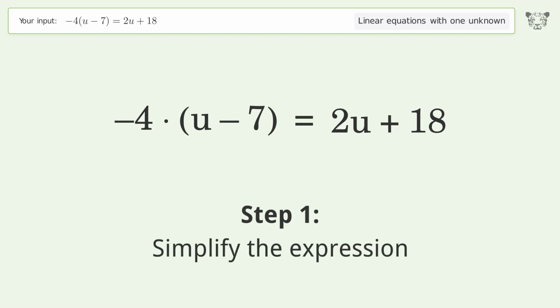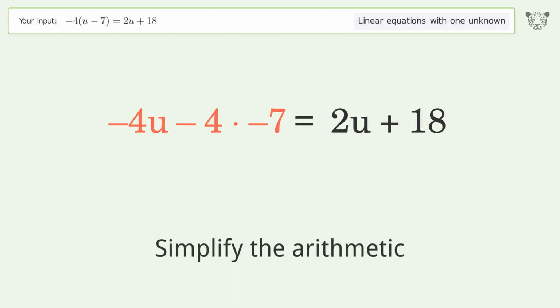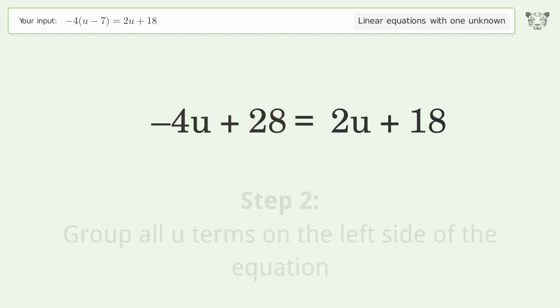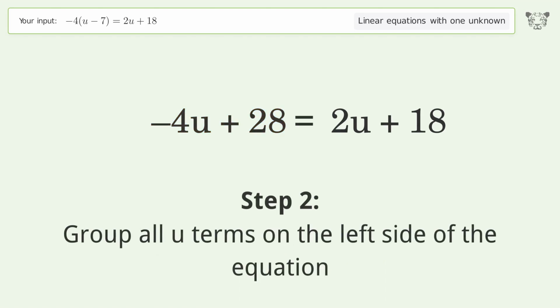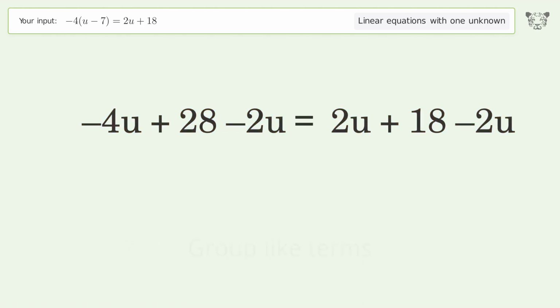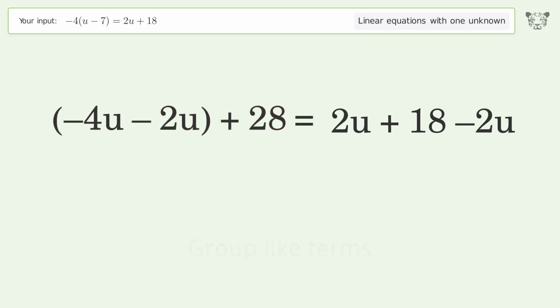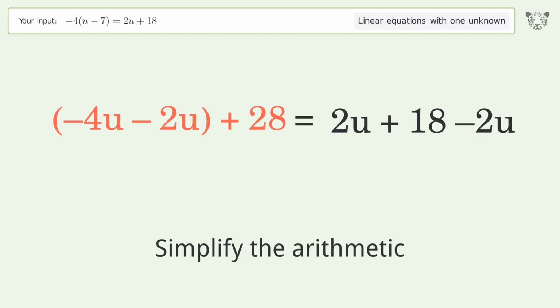Simplify the expression. Expand the parentheses. Simplify the arithmetic. Group all u terms on the left side of the equation. Subtract 2u from both sides. Group like terms. Simplify the arithmetic.